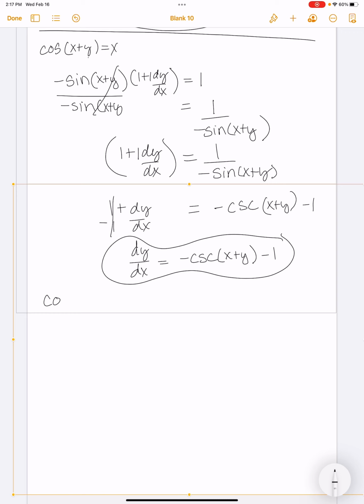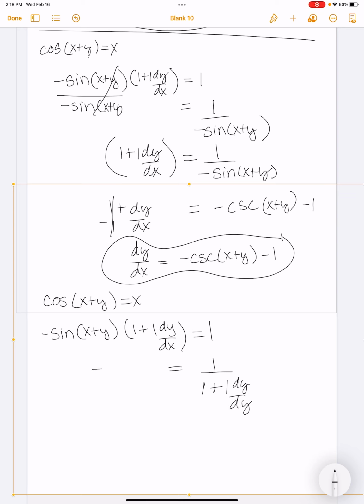So let's start again. Cosine x plus y equals x. Okay, so the way we take the derivative of cosine is the same. The only thing that changes is how you choose to simplify your answer. So we have negative sine, the angle stays the same, and then we take the derivative of the angle, which would be 1 plus 1 dy dx equals 1. Okay. So then what you would do is divide 1 by negative sine x plus y.